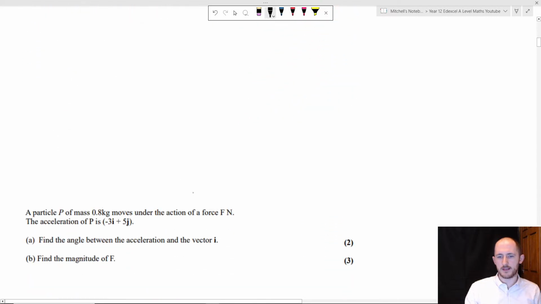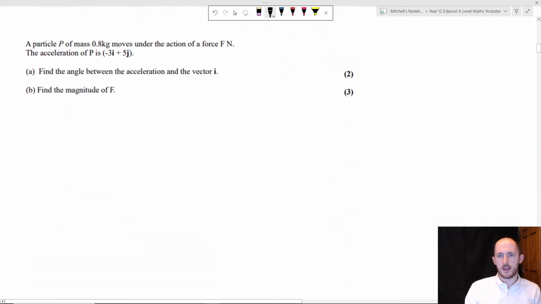Okay, moving on to the next exam question that we have. They can also ask you to work out angles in terms of vectors. So particle P of mass 0.8 kilograms moves under the action of a force, F newtons. The acceleration is minus 3i plus 5j. Find the angle between the acceleration and the vector i.